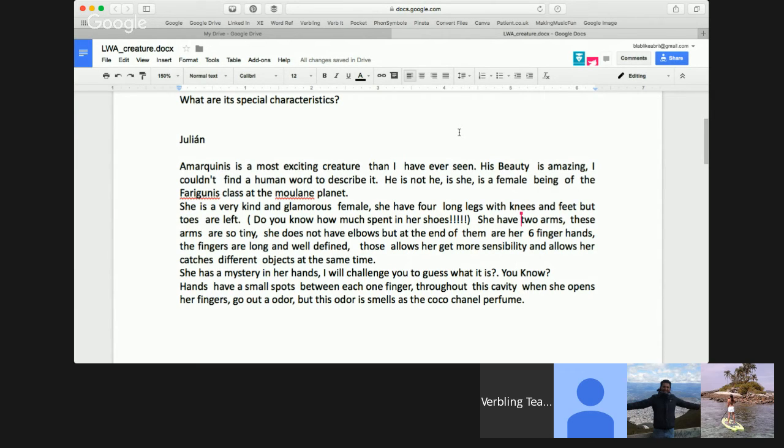She has 4 long legs with knees and feet, good tooth. Do you know how much she spends in her shows? She has 2 arms. The arms are so tiny. She does not have elbows, but in the end of them are her six-finger hands. The fingers are long and well defined. Thus allows her get more sensibility and allows her catches different objects at the same time.